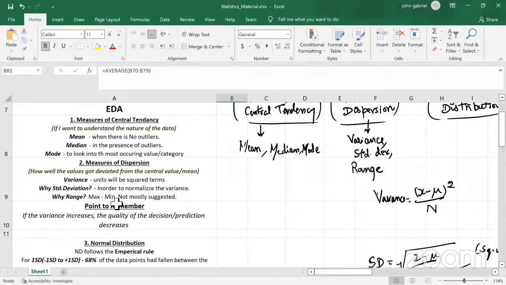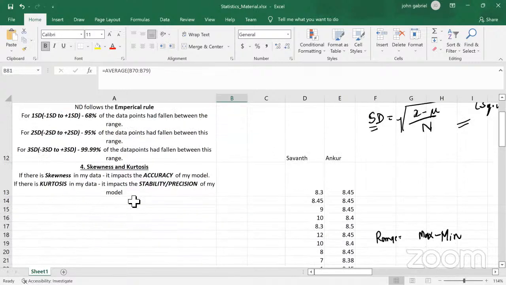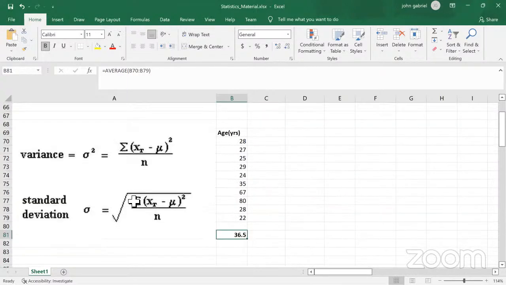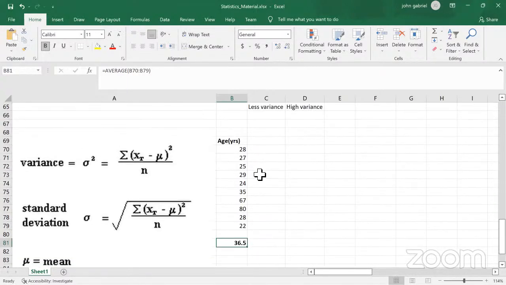And range is nothing but, just know it. There is something called range. The range is nothing but maximum minus minimum value. Let's say you're having the same example. If I want to understand the deviation, what is the minimum value here? Maybe the maximum value is 80. Minimum value is 22. 80 minus 22, you'll be getting something like 58, or some number. So that particular number is the deviation.